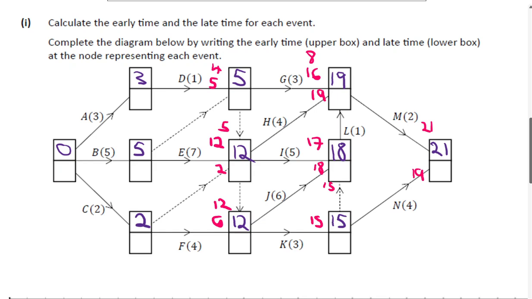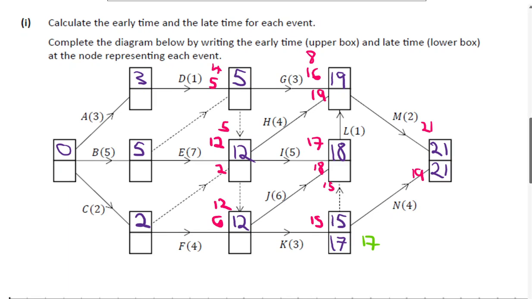So the late time for the sink node is 21. So now we look at the various things, and we have to work backwards. I'll just do these in green now on the other side of the boxes. So we definitely know that 21 minus 4 is 17. There's nothing else coming out of that box with the 15 in it. So 17 is the late time for that to start.